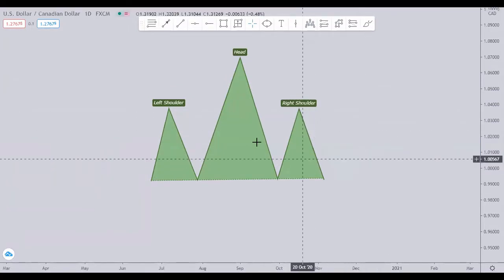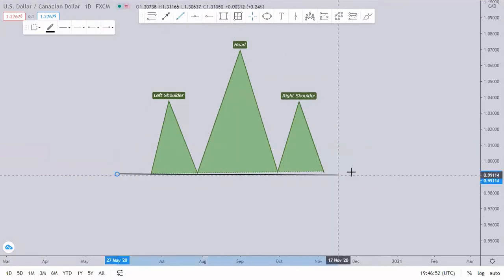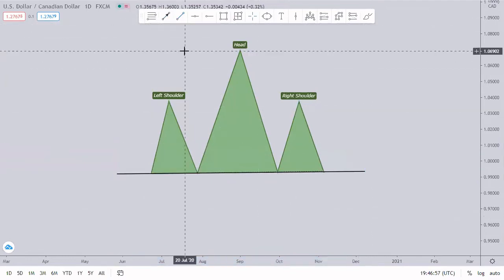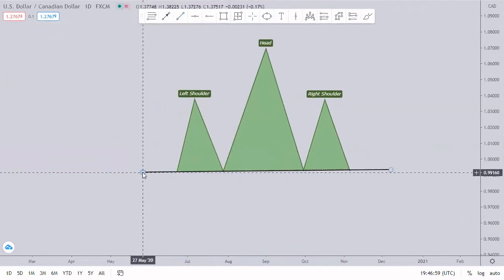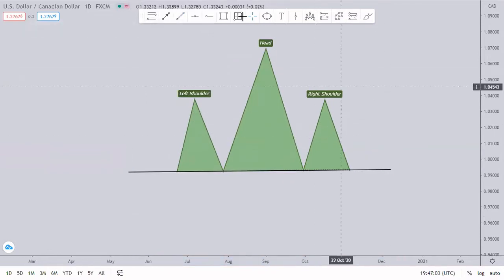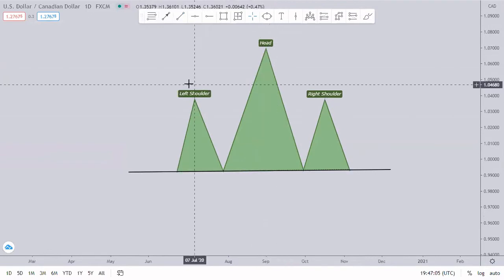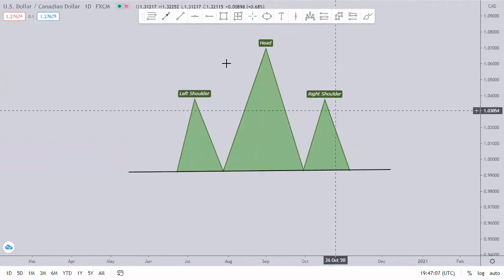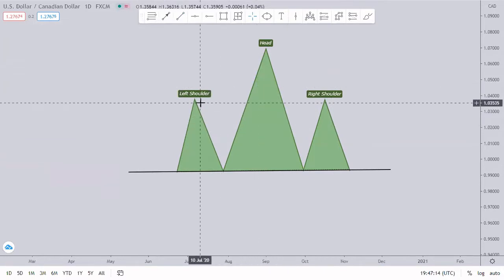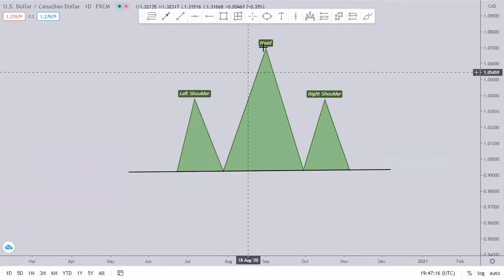Now, this part of this pattern, where I'm drawing the black horizontal line, they refer to it as the neckline. They call it head and shoulder pattern because they compare it to the human body. Every human being has a head, a left shoulder and a right shoulder, unless of course the left shoulder or the right shoulder was cut off, maybe through an accident or something like that. But every normal human being has a left shoulder, a head, and a right shoulder.